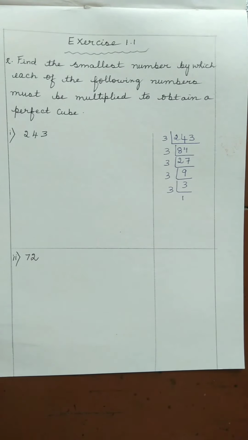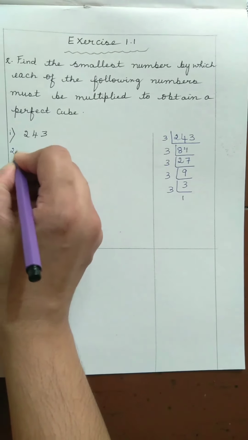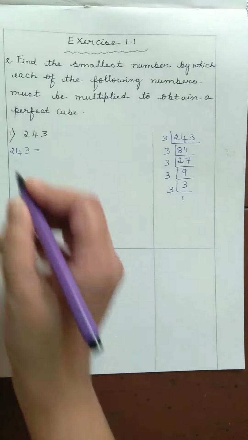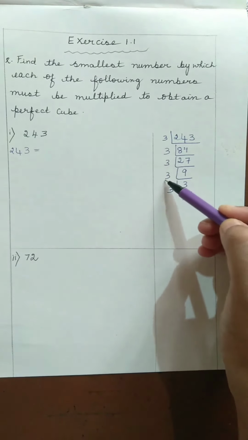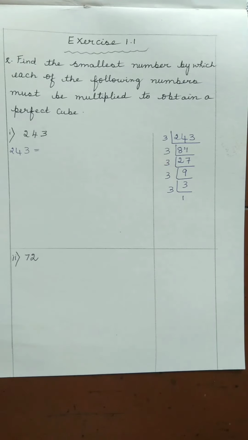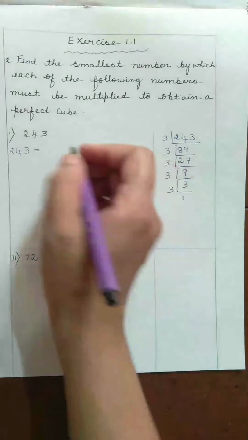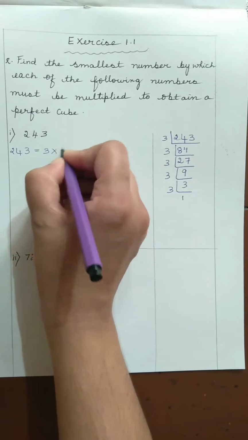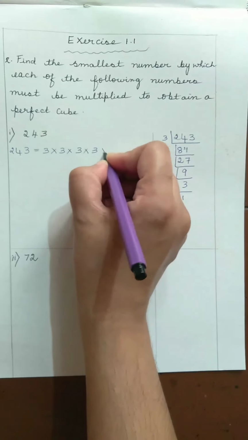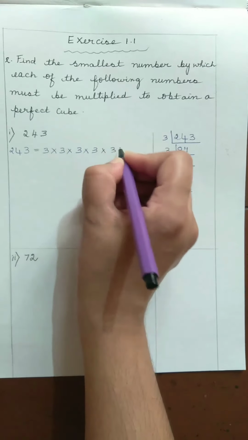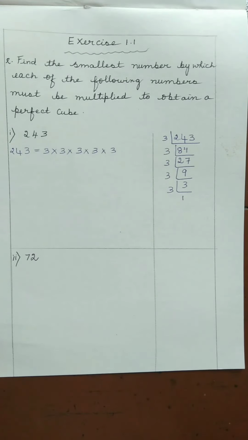Therefore, through the prime factorization, we got 243 is equal to, count the number of 3s obtained. 1, 2, 3, 4, 5. So, we obtained 5. So, 3 to the power 5. So, 3 into 3 into 3 into 3 into 3. So, 1, 2, 3, 4, 5. Now, what is the next step, children?